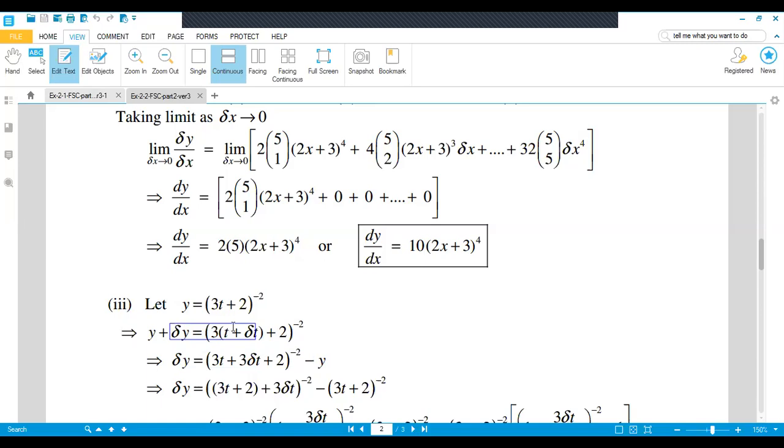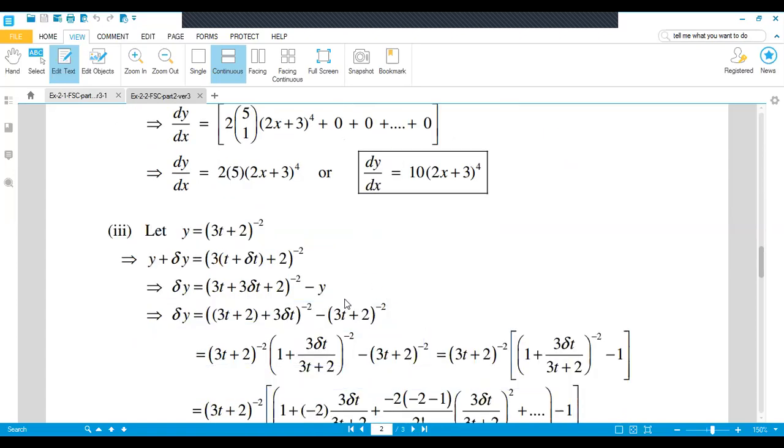Now 3 multiply inside the bracket, so it will be (3t plus 3 delta t plus 2) whole power minus 2. Now you put the value of y, so you will get delta y is equal to (3t plus 2 plus 3 delta t) power minus 2 minus (3t plus 2) power minus 2.